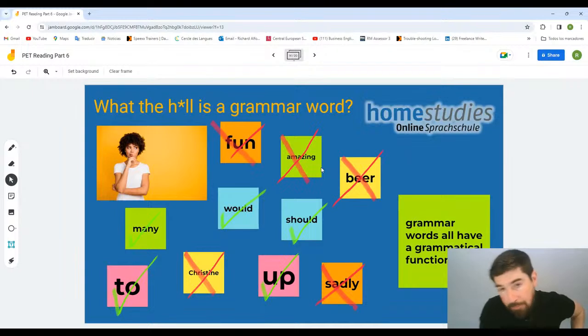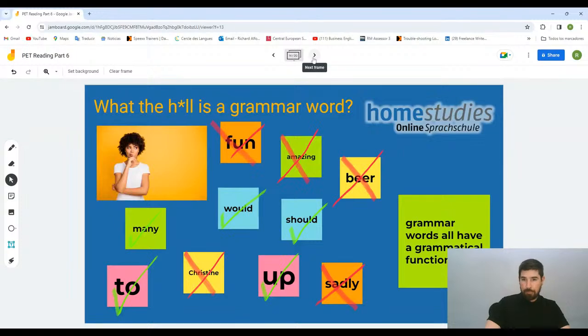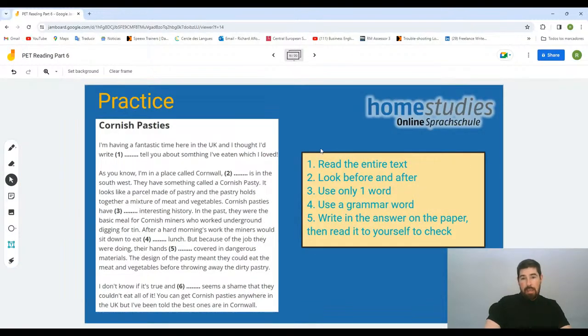So let's have a look, shall we, at part 6. We've done a bit of practice. And here is a summary of how to approach part 6. I would say read the entire text first, because this gives you a global understanding of the text. So take a quick minute to read the text, scan the text.